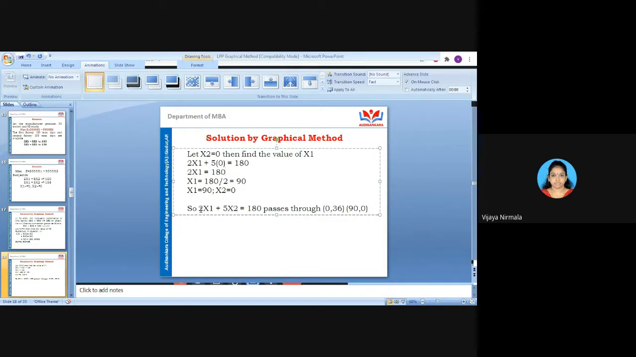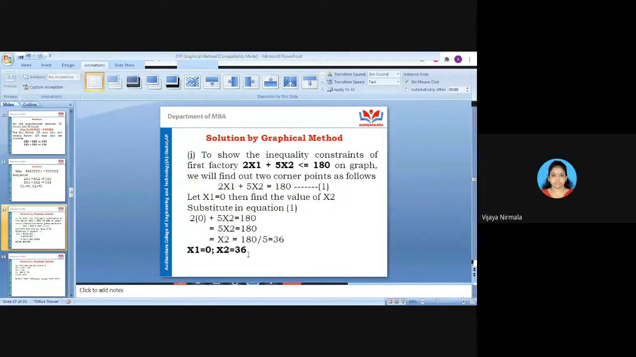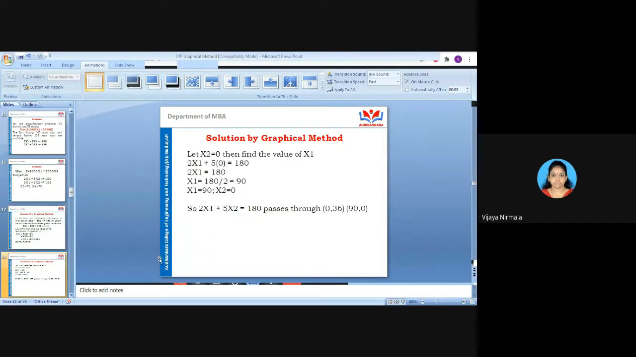So the equation 2x1 plus 5x2 is equal to 180 passes through 0, 36 and 90, 0. We need to find the corner points for every equation. Now with this we have found two corner points. One is 0, 36 and the other one is 90, 0. How did you get that one, ma?